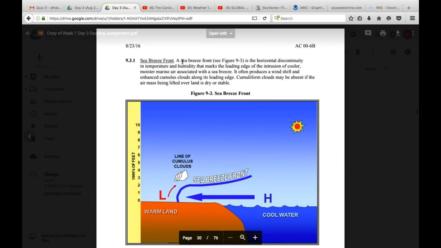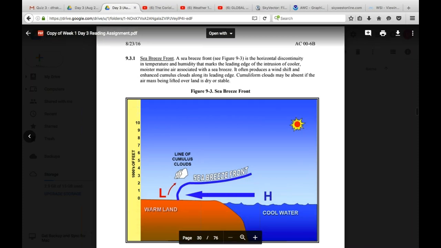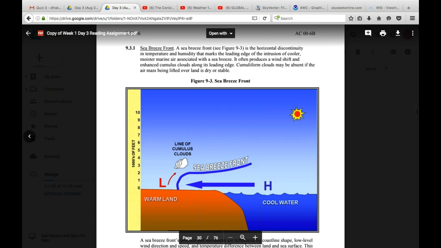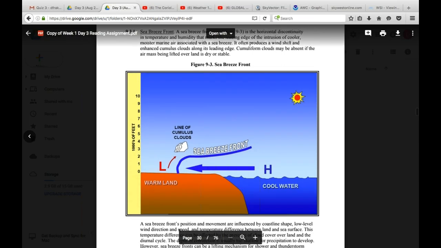So a sea breeze front is the horizontal discontinuity in temperature and humidity that marks the leading edge of the intrusion of cooler, moister marine air associated with a sea breeze. It often produces a wind shift and enhances cumulus clouds along its leading edge. Cumuliform clouds may be absent if the air mass being lifted over land is dry or stable.